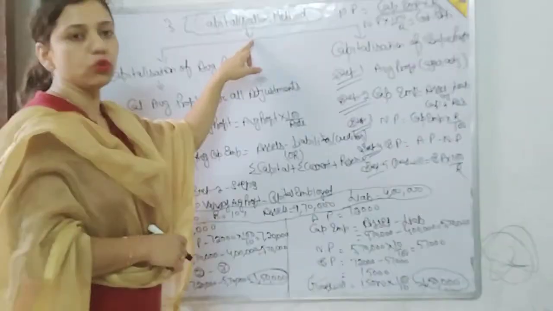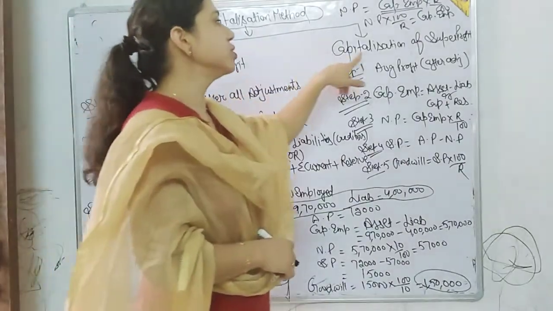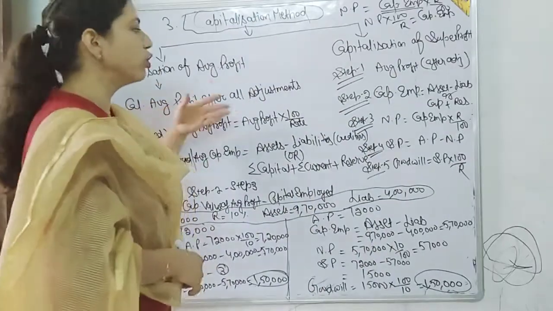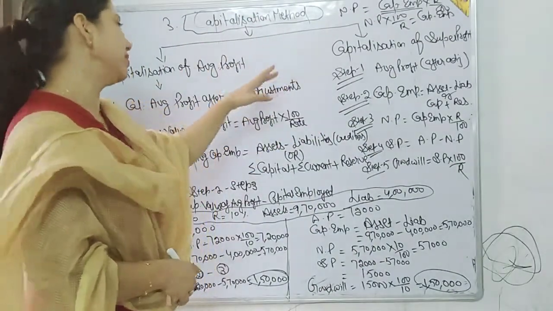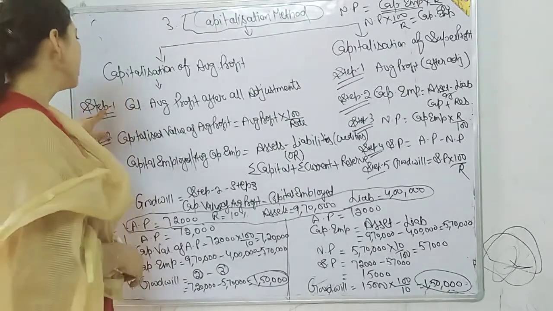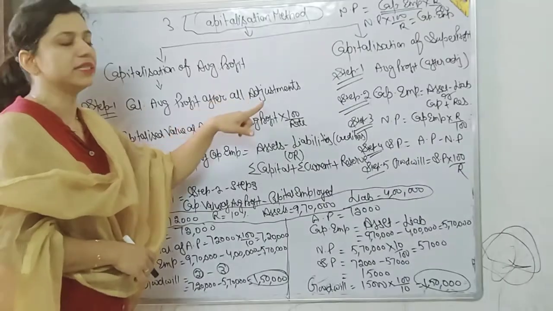So there are two methods. First, capitalization of average profit. Second, capitalization of super profit. There are only 4 or 5 steps in each method. In case of capitalization of average profit, the first step is to calculate average profit after all adjustments.